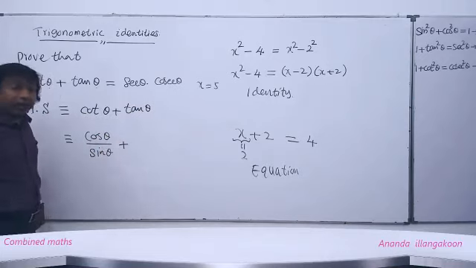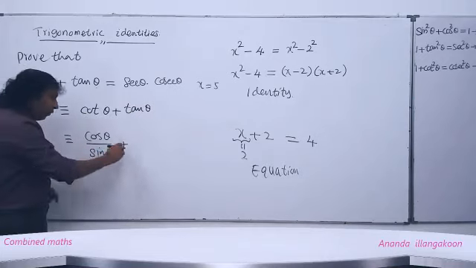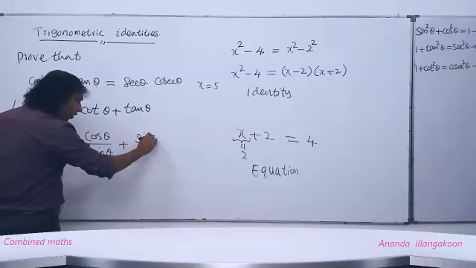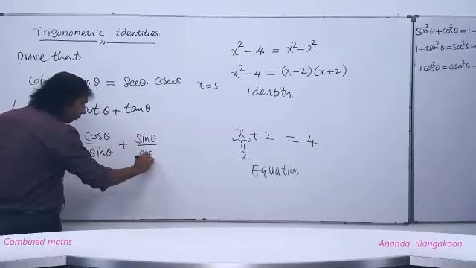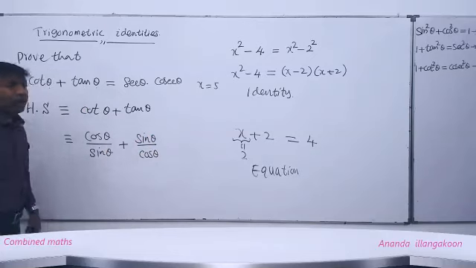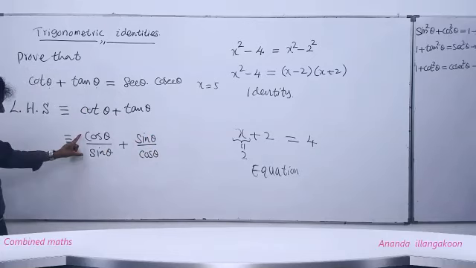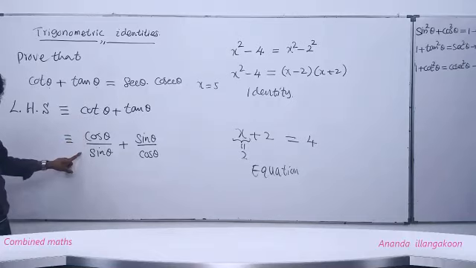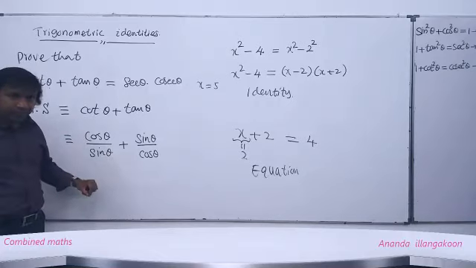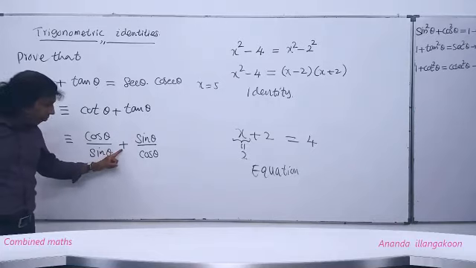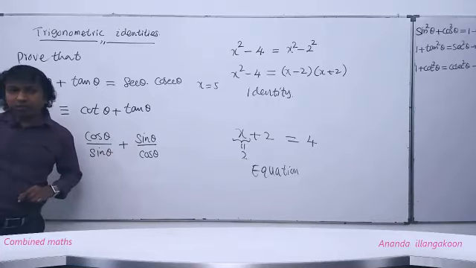Then what is tan theta? The other way around, no? Sine theta divided by cos theta. Now, here, people, this is a fraction, numerator and denominator it has. This is also a fraction. Then what do you have here? Sum of two fractions.